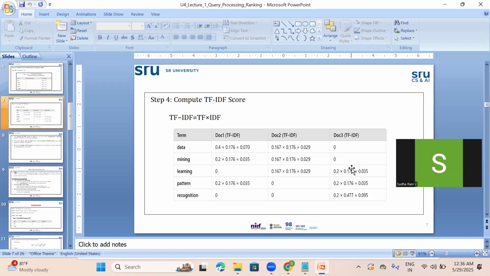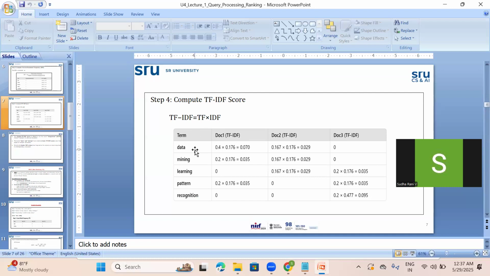Next, compute the TF-IDF score. TF-IDF equals TF times IDF. Now we've seen separately what TF is and what IDF is. Now let us calculate TF-IDF, which equals TF into IDF.